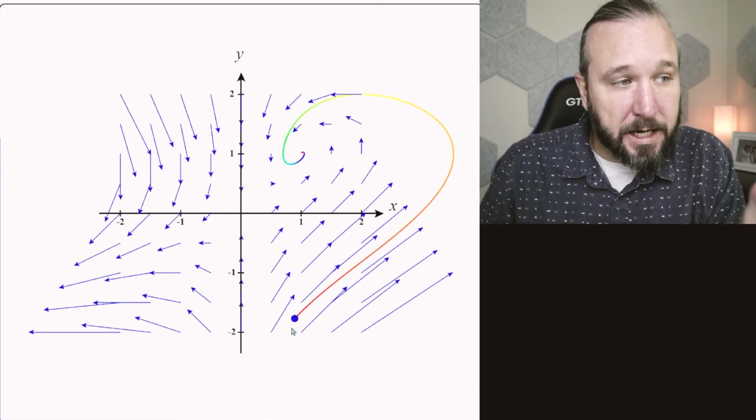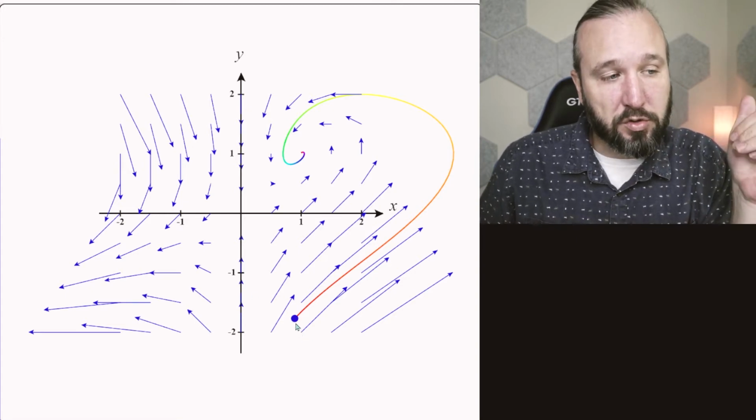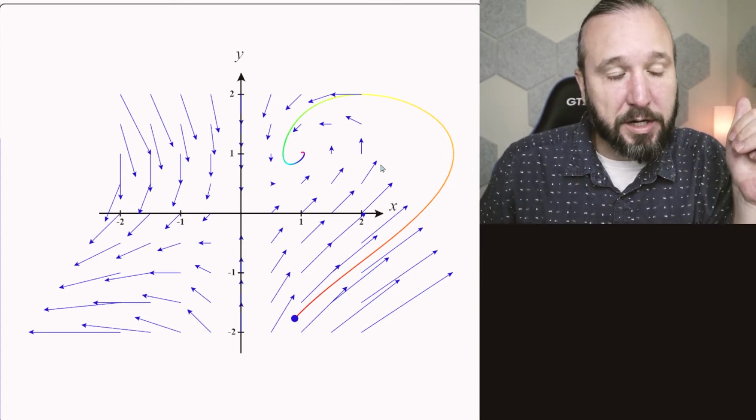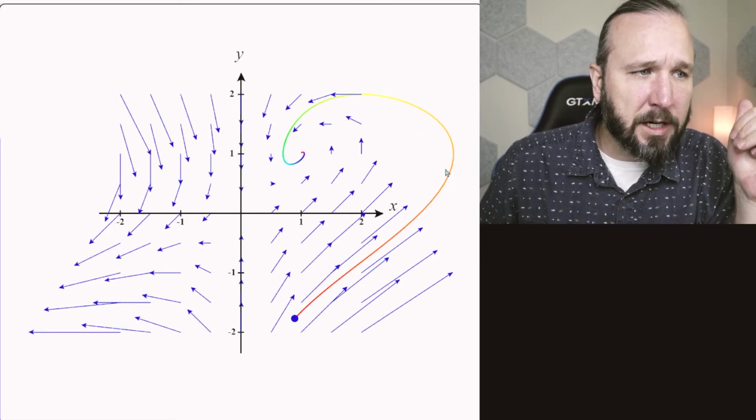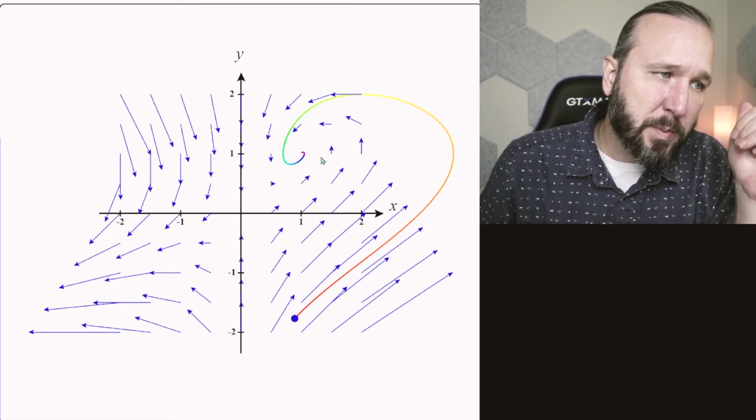So if I click right here, you can see that these vectors in the fourth quadrant are pretty strong. So they kind of push it off in this direction. And then apparently over here, it kind of gets pushed back towards this spot and then sort of spirals down here in the middle.